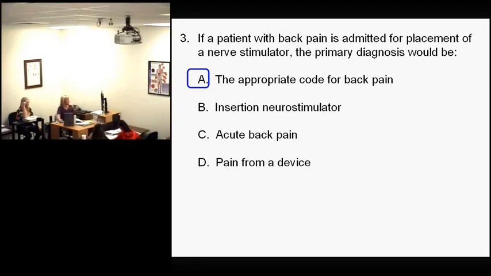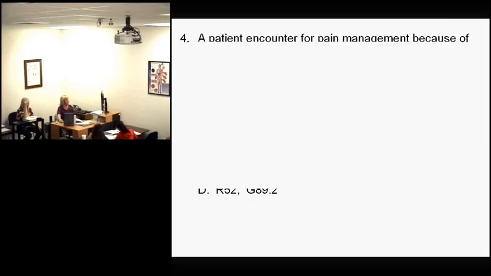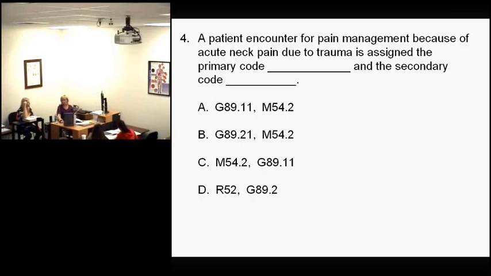Got it. Okie doke. So let's do the next one. Actually, that's why I think these exercises are good, because it actually makes us put it into real life perspective. Okay. A patient encounter for pain management because of acute neck pain due to trauma is assigned the primary code of and the secondary code of. So this is for pain management, not a procedure. Check your guideline. It's right under A, the first bullet.